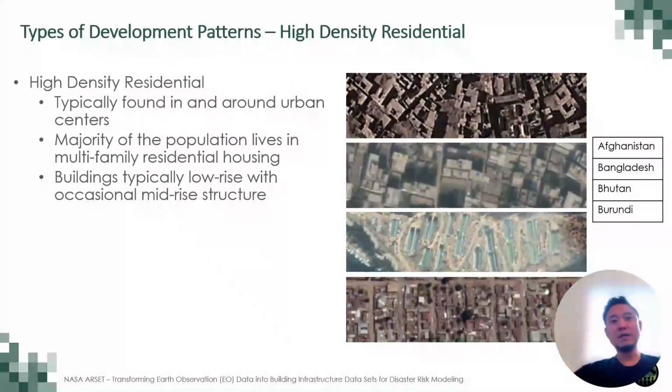Next is what we're calling high-density residential development patterns. And these are typically found in and around the urban centers. You'll notice things start getting a little more dense, maybe a little taller with each development pattern. But a majority of the population here lives in multifamily residential housing, apartment structures. Still, we're looking at low rise with some occasional mid-rise.